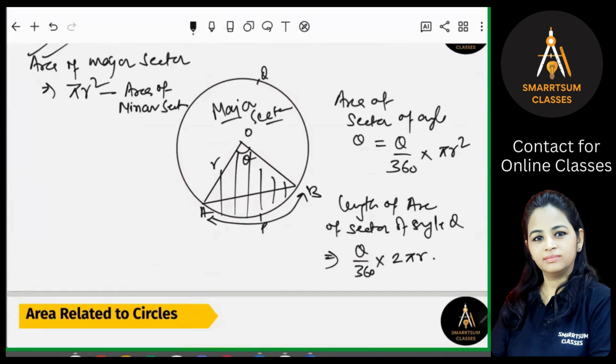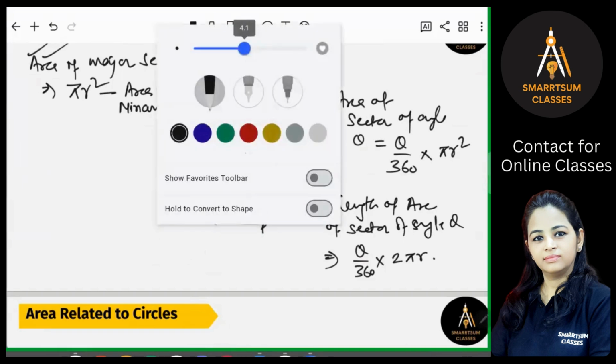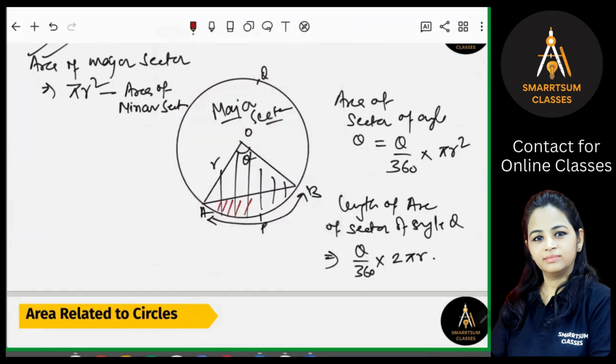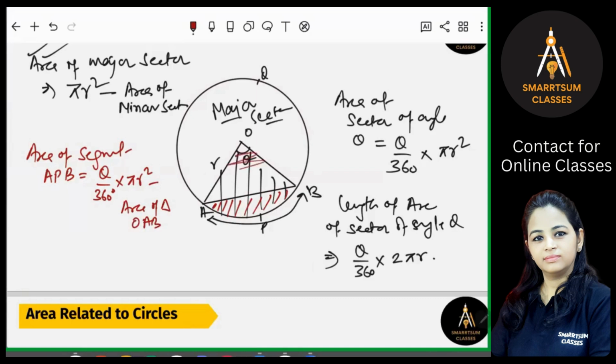Now you can see here the area of the segment. Suppose this is your area of the segment. This is the segment, right? Okay, APB. So what will be the area of segment APB? Area of segment APB will be equal to the area of the sector OAPB, right? Minus the area of the triangle, right? So what is the area of the sector OAPB, which we already know, theta upon 360 into pi r square, right? Minus the area of triangle OAB, right? So if we subtract the area of this triangle from this whole sector, we will get the area of the segment, right?